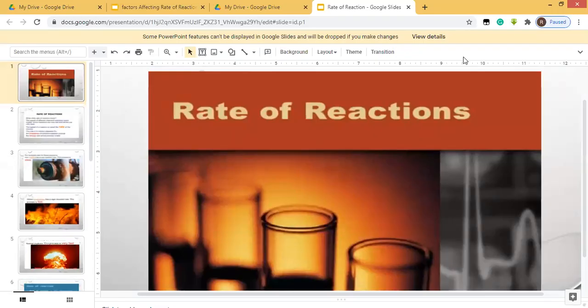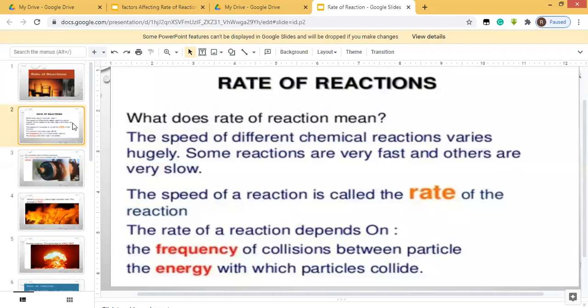In today's lecture, we'll discuss topics from chapter number 8, which is chemical kinetics, rate of reaction. Now, what does this rate of reaction mean? The speed of different chemical reactions varies hugely. Some reactions are very fast and others are very slow. So the speed of the reaction is called the rate of the reaction.